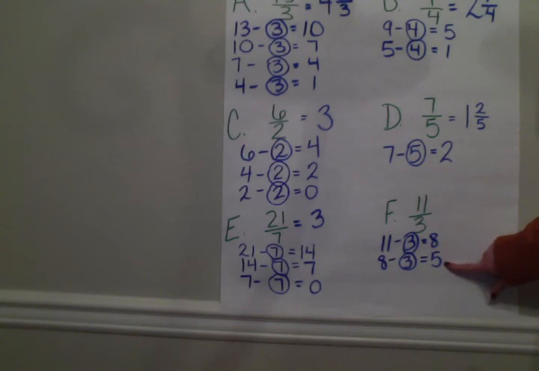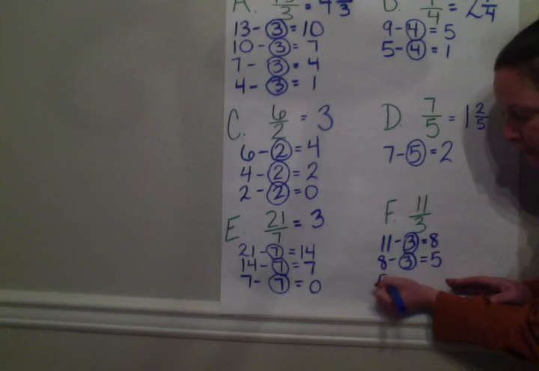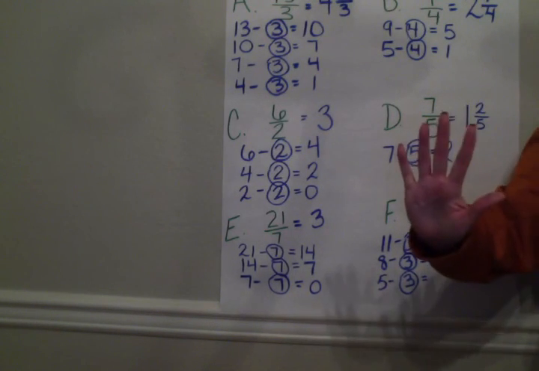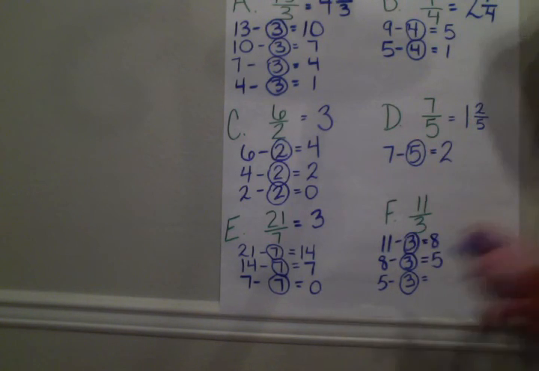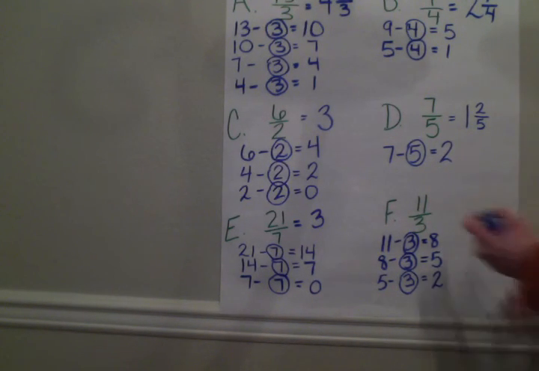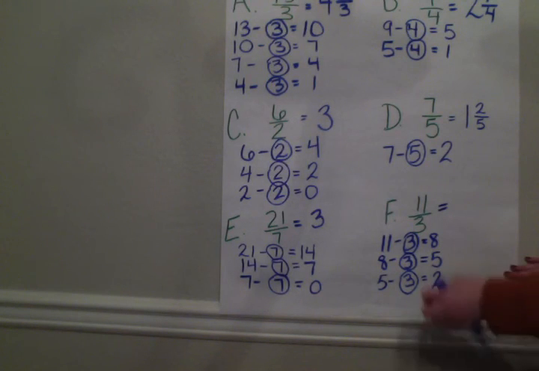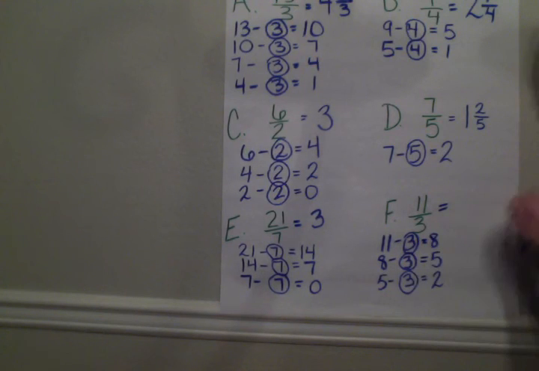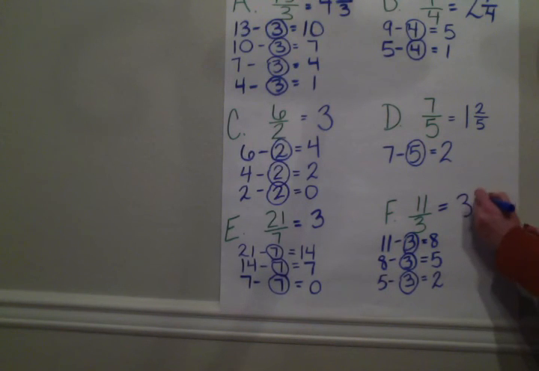5 is still larger than 3, so I can take out another group. So I'd have 5 minus another group of 3. Well, I know if I started out with 5 and I take away 3, I would have 2 left. And this 2 is less than 3. So I'm going to go back and count how many whole groups of 3 I have. 1, 2, 3. I have 3 whole groups with 2 pieces left over, and my denominator isn't going to change.